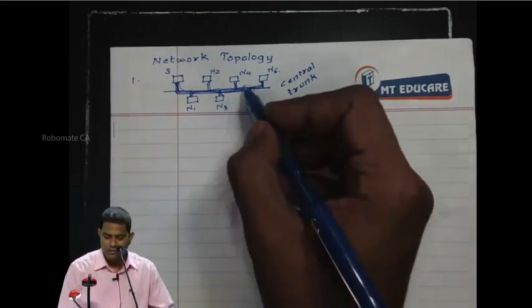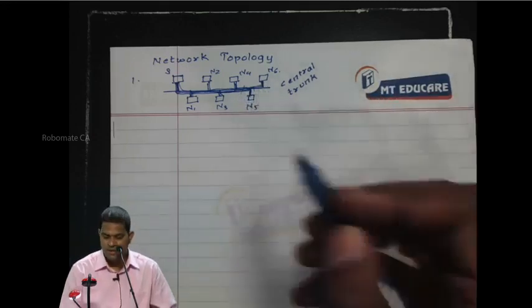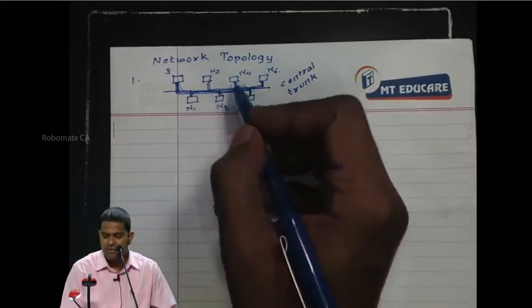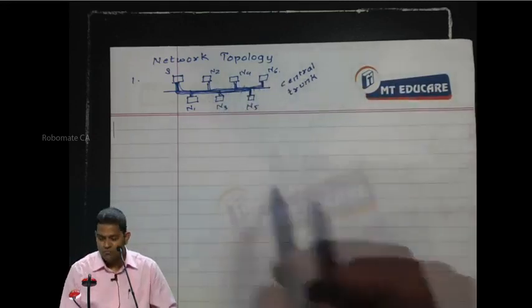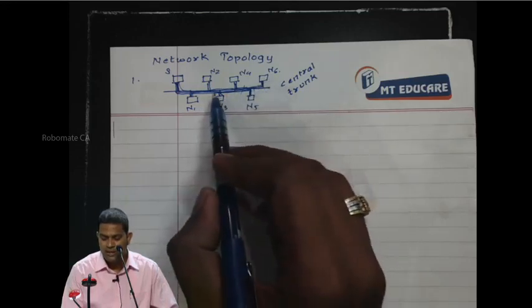Suppose there is a cut over here. It is quite obvious that N5 and N6 won't work. If there is a cut over here, then N3, N4, N5, N6 won't work. So when four computers are not working, you will easily come to know that this particular area is having a problem.